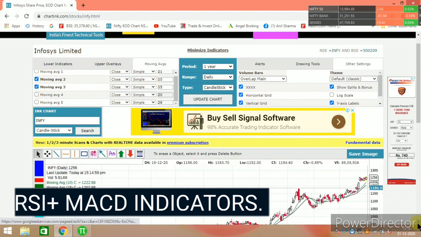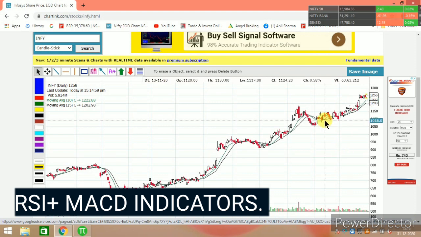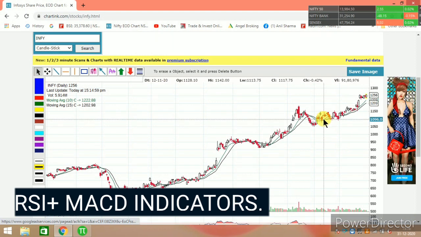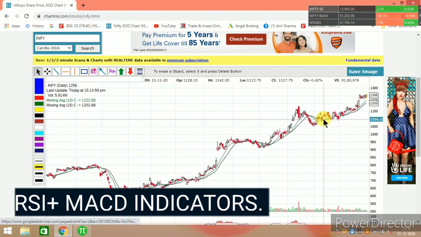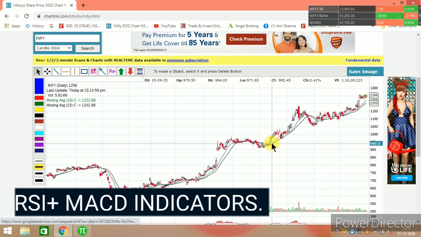Now friends, you can see here that the buy signal was generated here at 1096 on 12th of November, and it has already added 10% here. On intraday charts these prices will be very small, but on the daily chart, for example, it gave a buy signal here at 936 on 14th of September, and in about 1.5 months it again gave more than 10%.